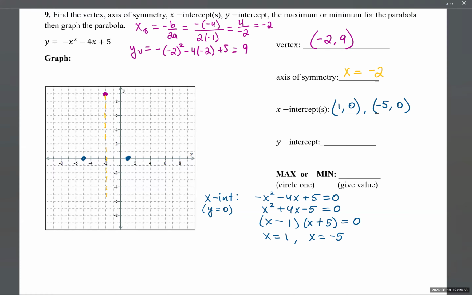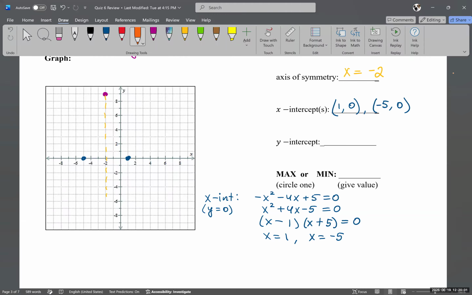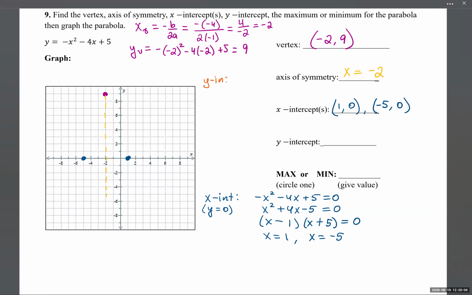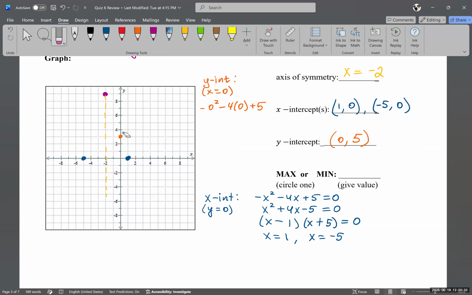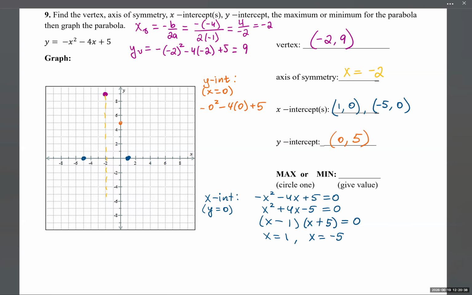Now the y-intercept. The y-intercept is actually easier than the x-intercept. This happens when x is 0. So all you have to do is just plug in zeros for x's. So minus 0 squared minus 4 times 0 plus 5. So if you just ignore the zeros, it's just 5. So 0, 5. And that would be right here. Now, because that's not 5, that's 3. And that would be right here.